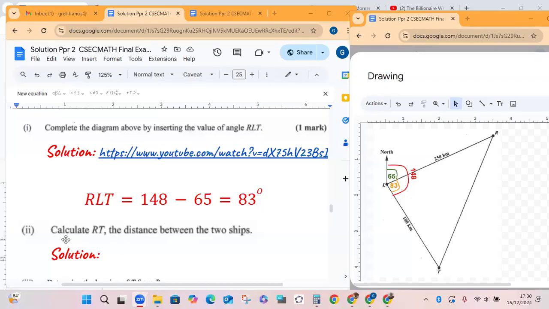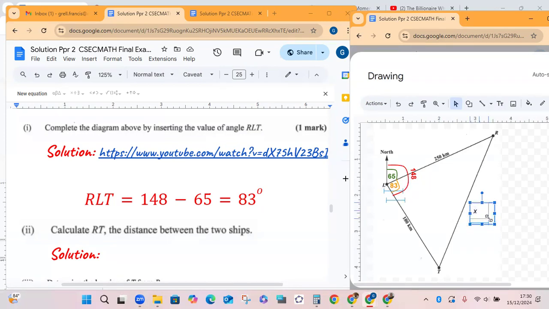We are going to answer part 2. It says calculate RT. RT is the distance from R to T, the distance between the two ships. So we can call RT X. So we are trying to find X, RT.